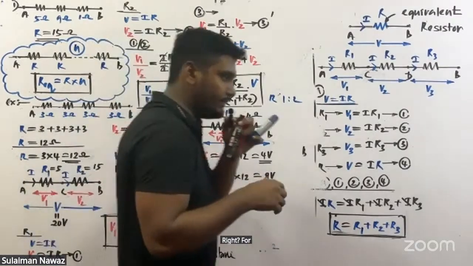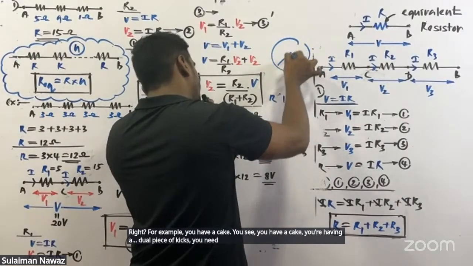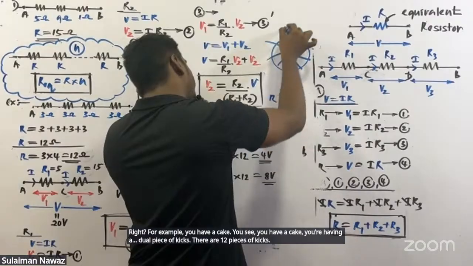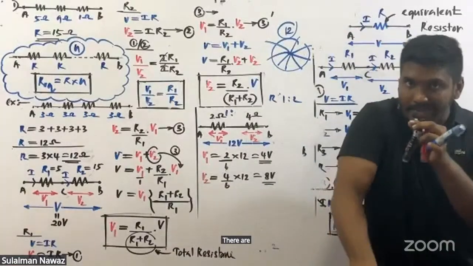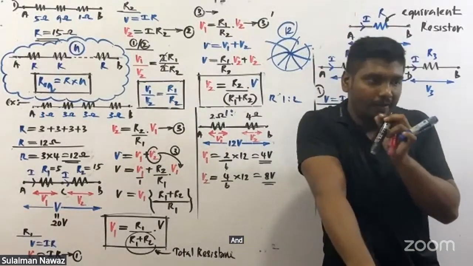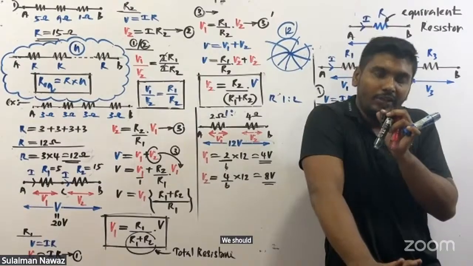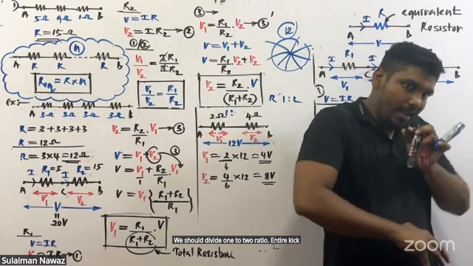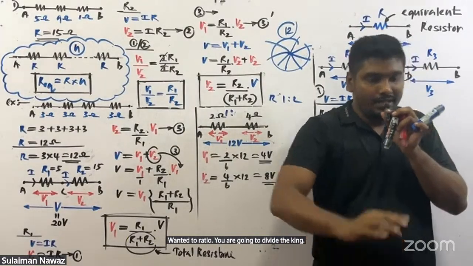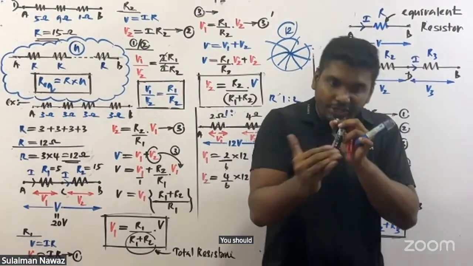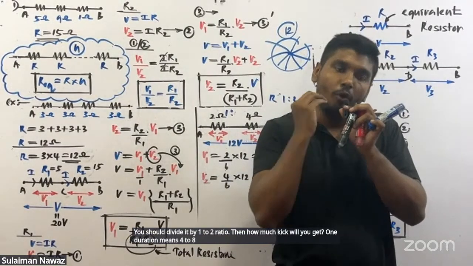For example, you have a cake. You have 12 pieces of cake and there are 2 people. You came to a mutual agreement that you should divide the cake in a 1 to 2 ratio. How many pieces will you get? There are 12 pieces, and dividing in a 1 to 2 ratio means 4 to 8. 4 pieces for me, 8 pieces for you.